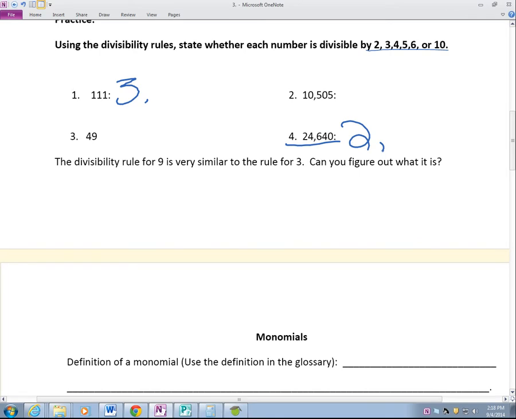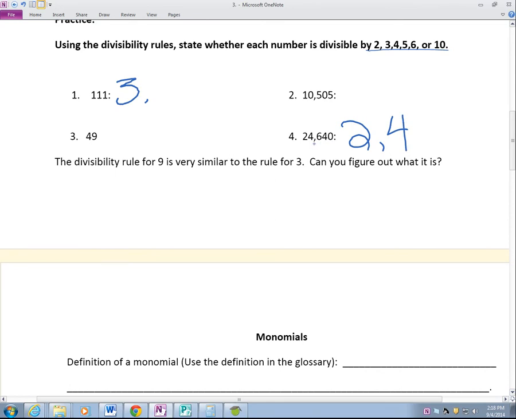Is it divisible by 3? Let's do the sum of the digits. 2 plus 4 is 6. Plus 6 is 12. Plus 4 is 16. Does 3 go into 16? No, so it's not 3. Okay, 4, is it an even number? Yes. Is the last 2 digits, 4 and 0, divisible by 4? Yes, 4 times 10 is 40. So 4 is one of them.